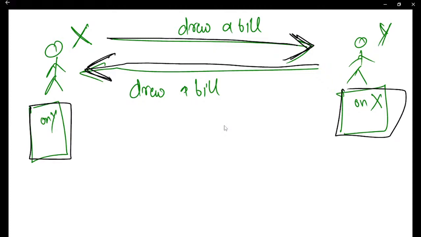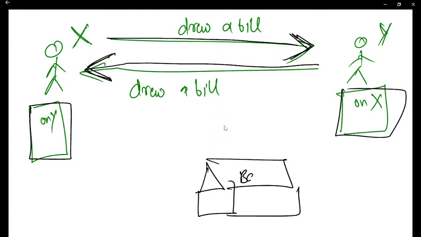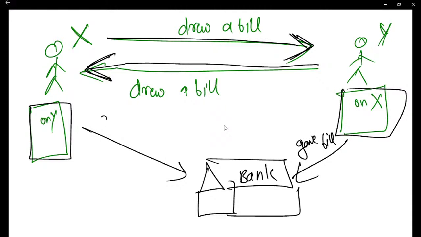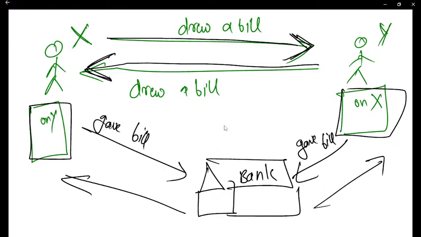But how have they helped each other by drawing a bill? So they have an option. What they did, they went to the bank. They gave the bill to the bank. They gave their bill to whom? To the bank. And in return, the bank paid them money.